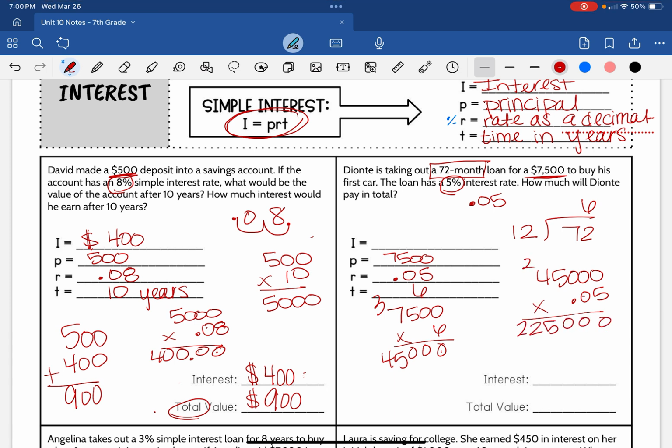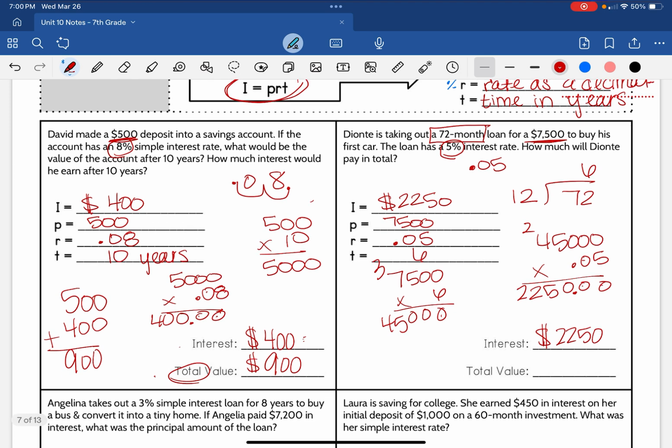And then I have 2 decimal places, 1, 2. So the interest on this loan is going to be $22.50. Okay, that's my interest. I'm going to write it down here again too, because that's what it shows. But they want to know what the total value is.